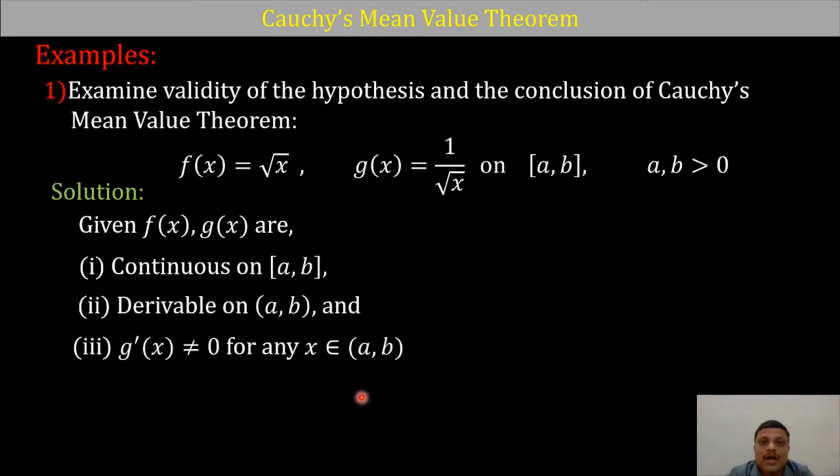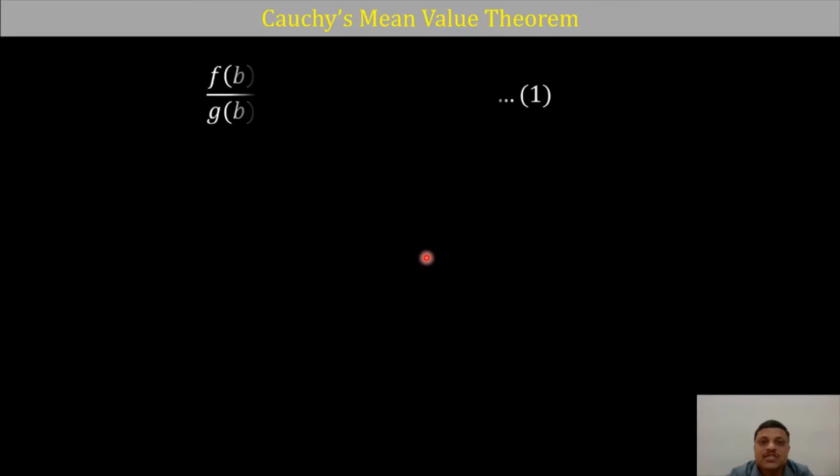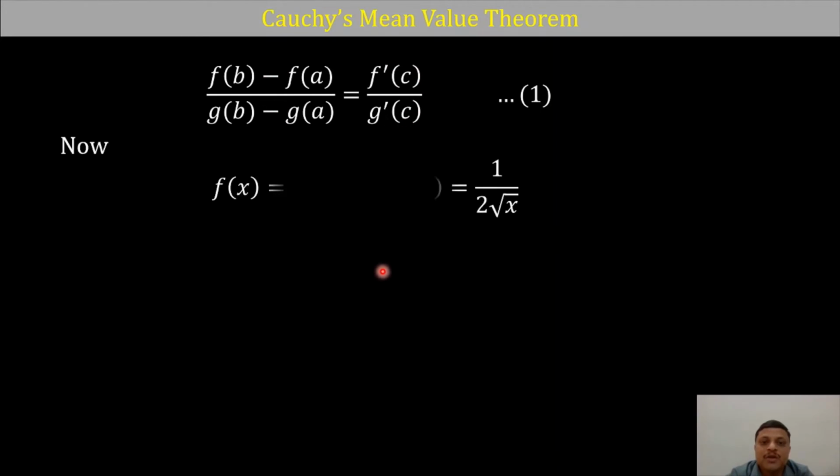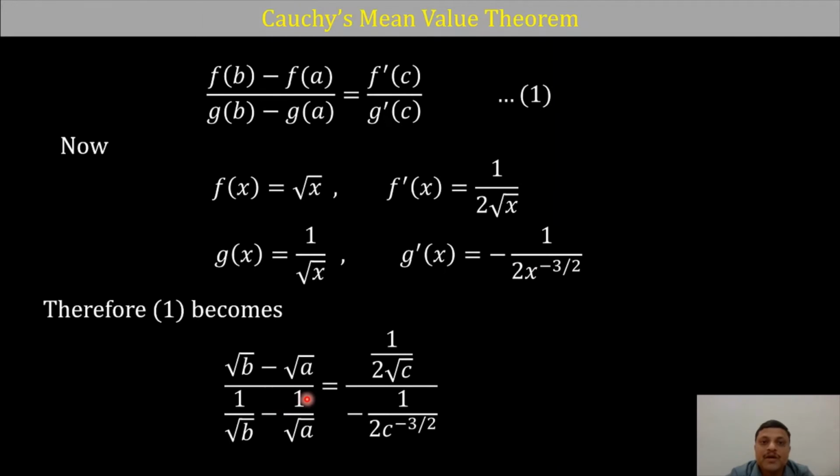Therefore, as all conditions of CMVT got satisfied, the CMVT is valid and there exists at least one point c belongs to open interval (a, b) such that (f(b) minus f(a)) divided by (g(b) minus g(a)) equals f dash of c divided by g dash of c. Evaluate all these values from the expressions below, then we will be getting (root b minus root a) divided by (1 upon root b minus 1 upon root a) equal to (1 upon 2 root c) divided by (minus 1 upon 2 into c raised to minus 3 by 2).